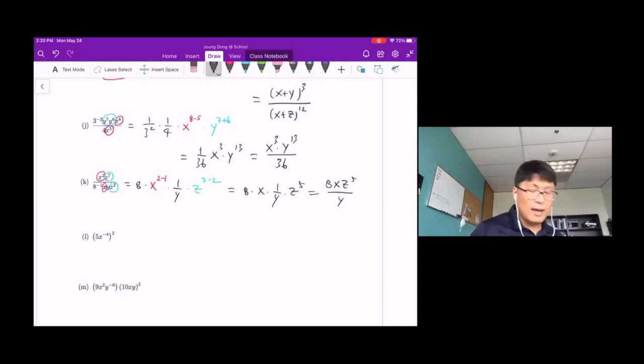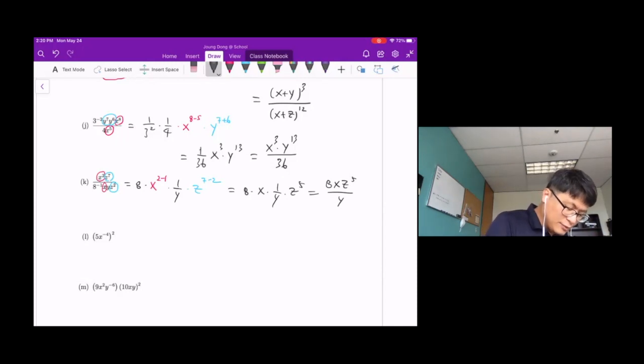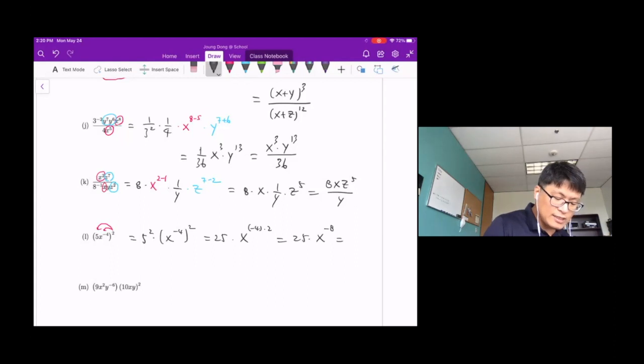Then what about L? As I told you, with the parentheses and power, that power of 2 is working for each term separately, okay? So this must be this kind of distribution, right? So that is equal to 5 squared and x to the negative 4 squared. Is that okay? So 5 squared is 25. And x to the negative 4 squared, as I told you, it will be negative 4 times 2, which is 25x to the negative 8. Then since it's a negative power, we can put it down that way. Is that clear? Okay. M.